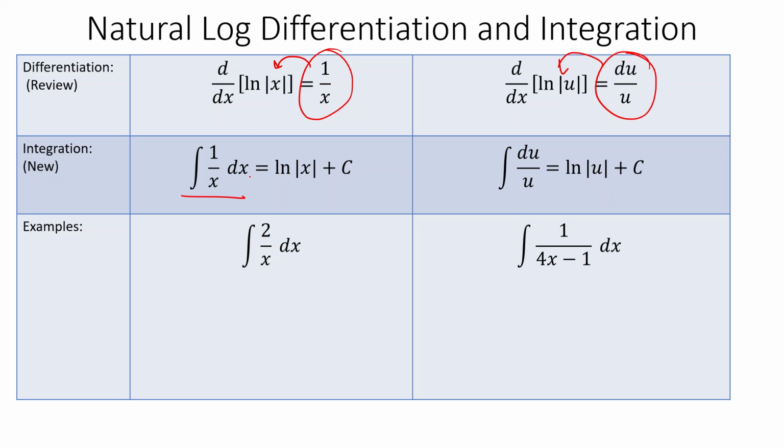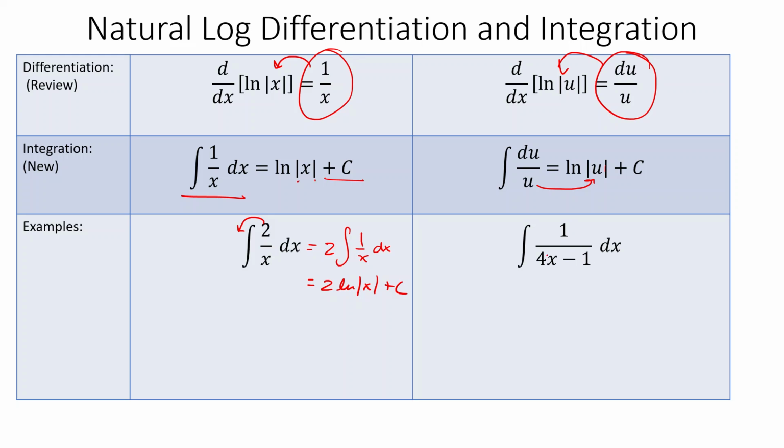The integral of 1 over x dx is the natural log of the absolute value of x plus c. Don't forget the absolute value. And if we have the derivative of something over that something, it's the natural log of the absolute value of that something on the bottom, plus c. So here, an example, the 2 can come out front, and this would be 2 times the integral of 1 over x dx. So that'd be 2 times the natural log of the absolute value of x plus c.